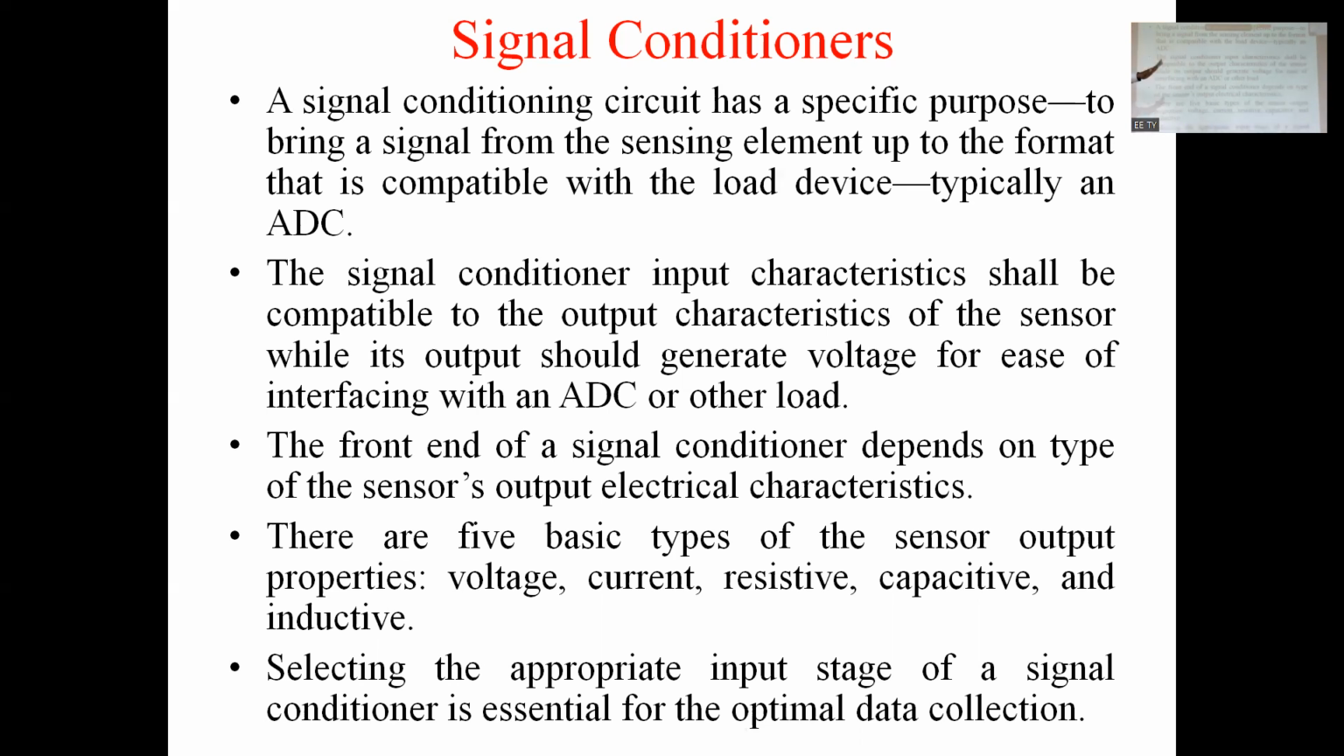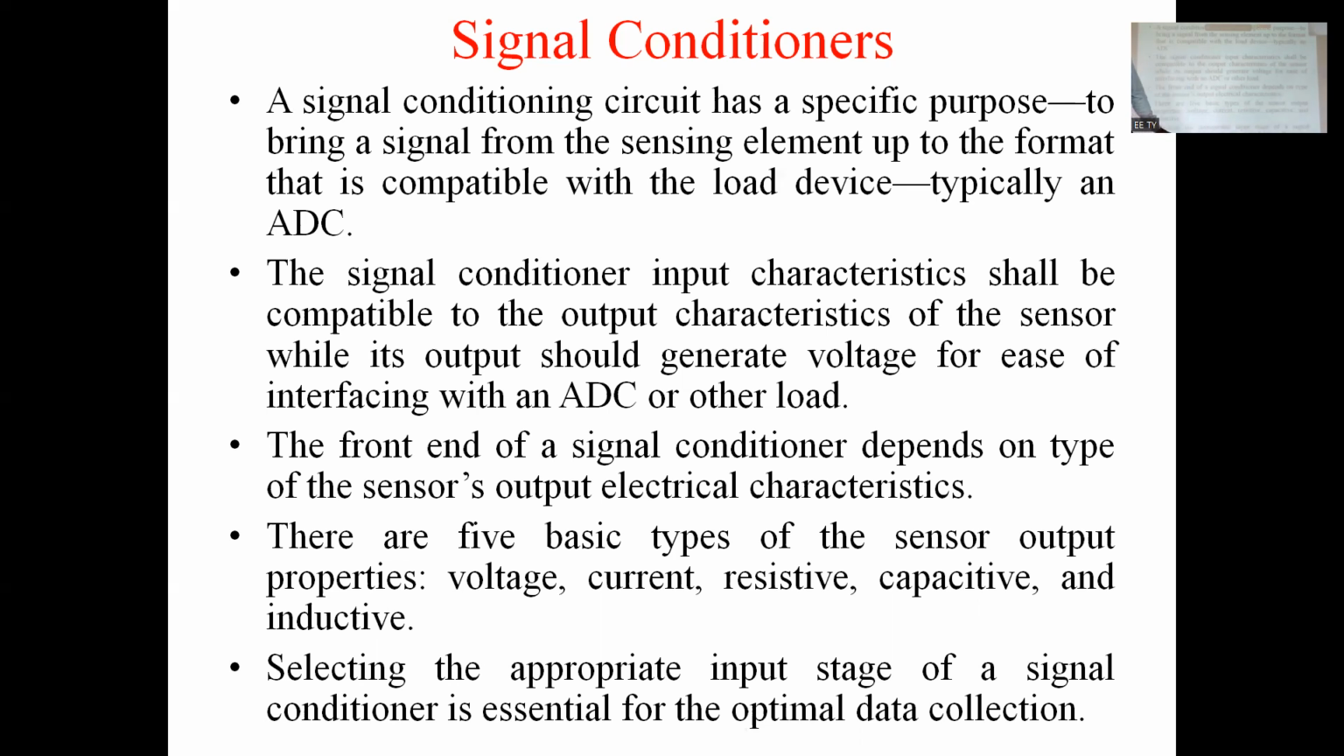There are 5 basic types of sensor output. So, output properties: the first one is the output of the sensor in the form of voltage. The output of the sensor may be in the form of current. The output may be in the form of resistive. The output may be in the form of capacitive and inductive.